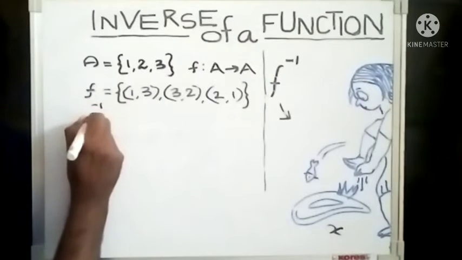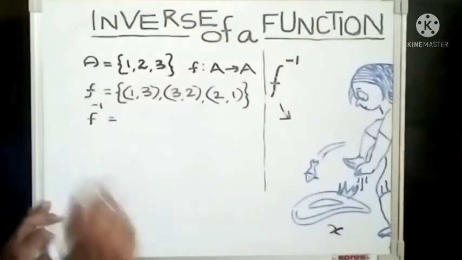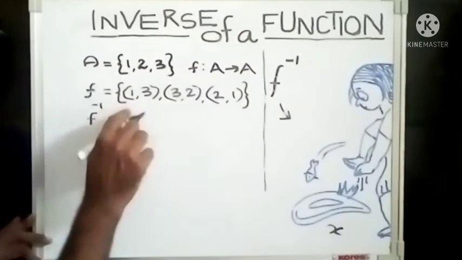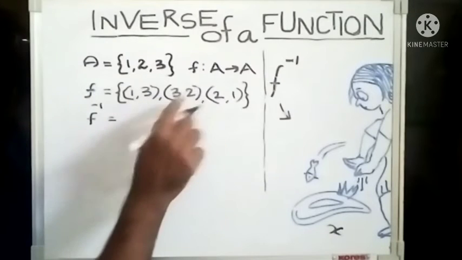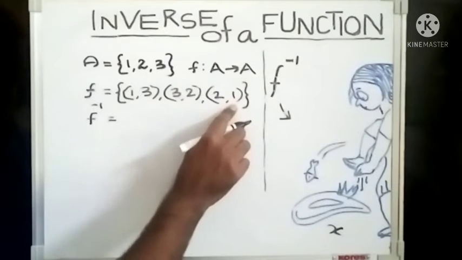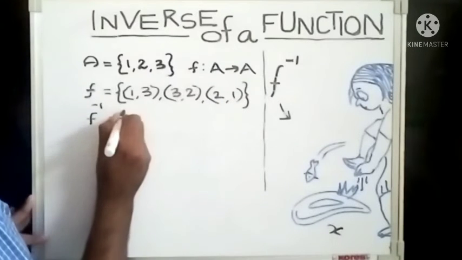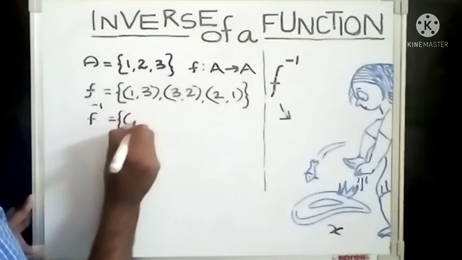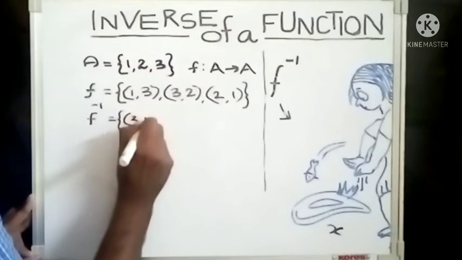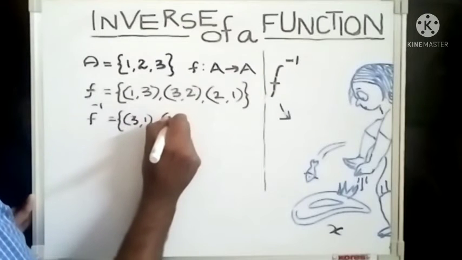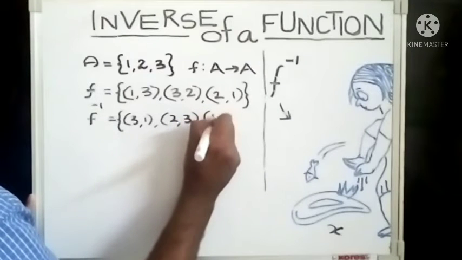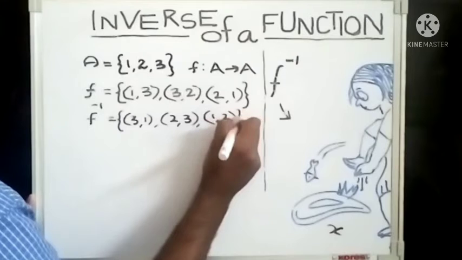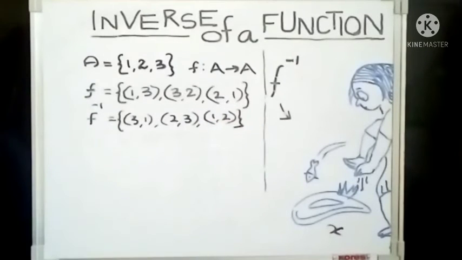What is f inverse? We know that f inverse is a reverse activity. 1 is related to 3. Therefore, in f inverse, 3 should be related to 1. And if 3 is related to 2, 2 should be related to 3. And if 2 is related to 1, then 1 should be related to 2. Therefore, f inverse is the reverse function, given by f inverse equal to the set {(3,1), (2,3), (1,2)}.